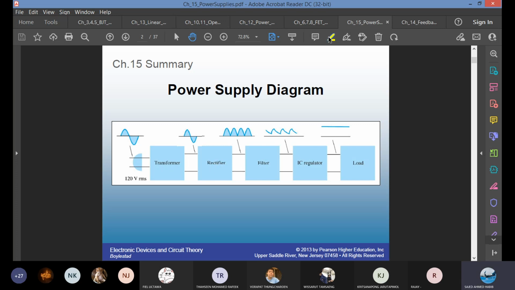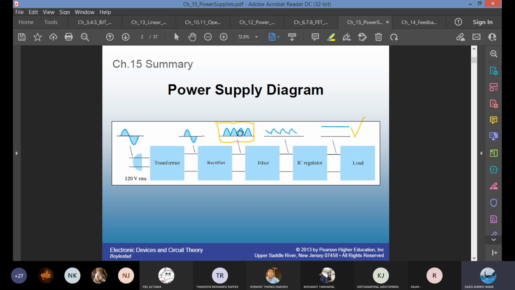You need a full wave rectifier to give you output like this for 180, so you have 360 degrees. But this is not the final destination. The final destination is here. This DC is what you want to get. In order to reduce the peak, we have to use a filter.